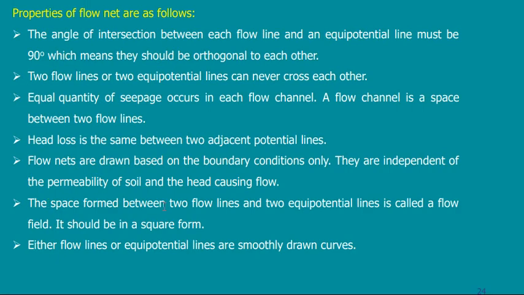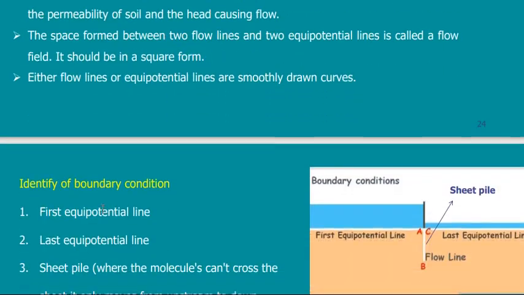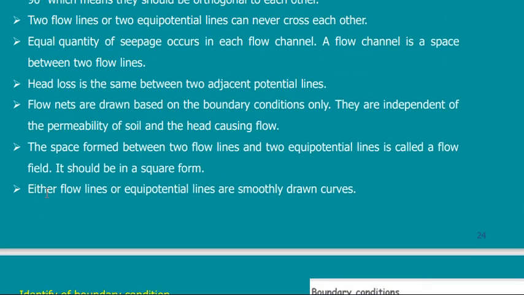The space formed between two flow lines and two equipotential lines is called the flow field, in which it should be in a square form. I will keep this because I have to show it on a drawing. Either flow lines or equipotential lines are smooth drawn curves.